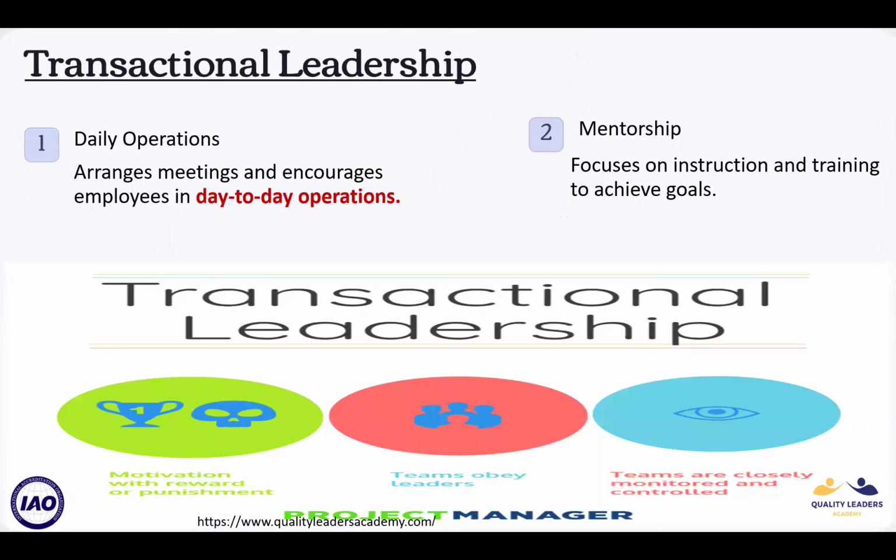Now we come to transactional leadership. Transactional leadership is grounded in daily operations like arranging meetings. It's a sort of keeping the machine moving. It often includes mentorship and instruction and training also. So it's about maintaining the system every day. But this style sometimes gets a bad reputation. People say, "Oh, transactional leadership is just managing things, and it's not a true leadership or something." But let me tell you, our hospitals or healthcare institutions can't run on a vision alone.